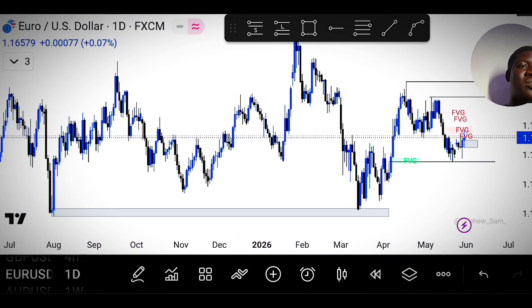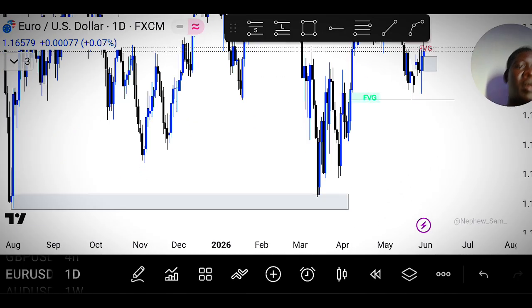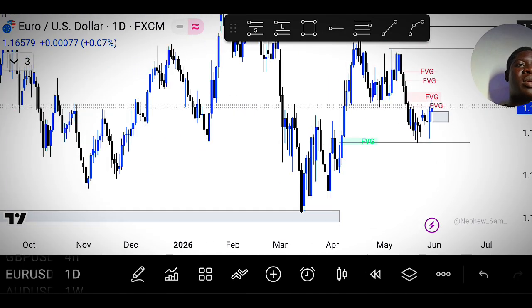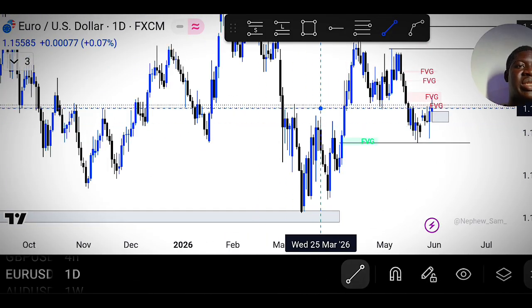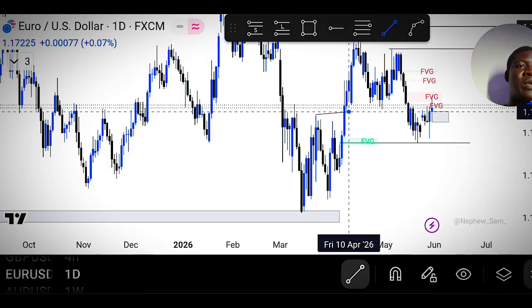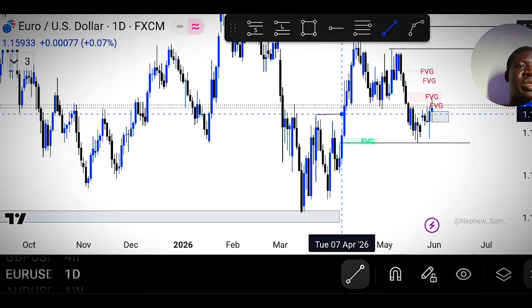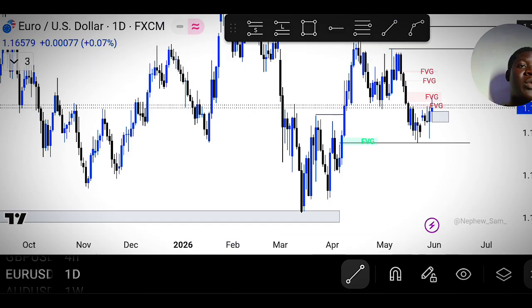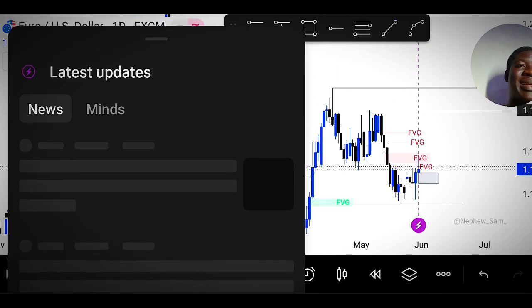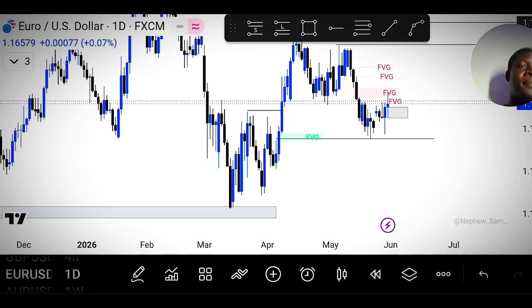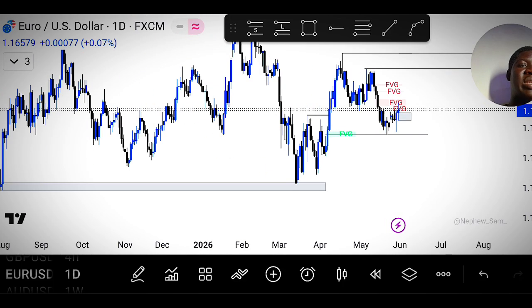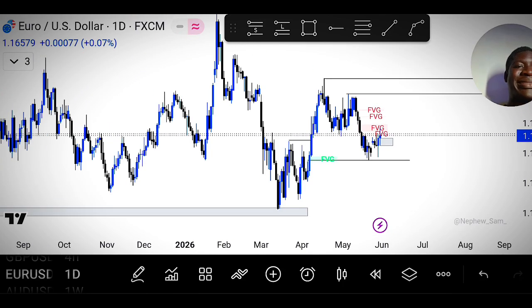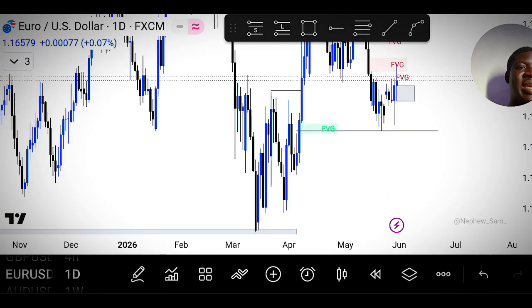When the market reacted to this order block, you are going to see a change of character. That is a market structure shift at that area. We have a market structure shift. So as you can see, the market had to come back to respect this FVG.